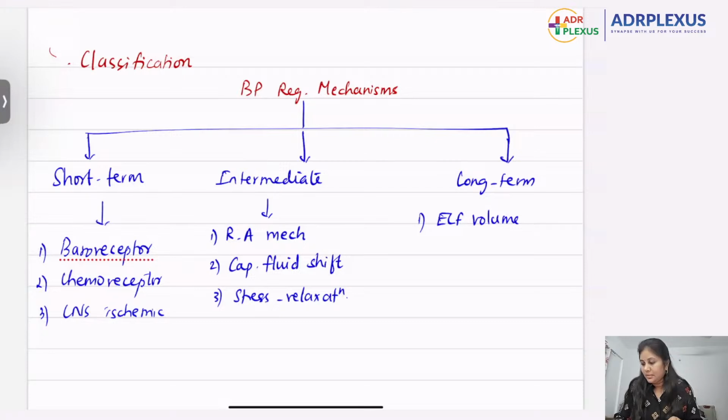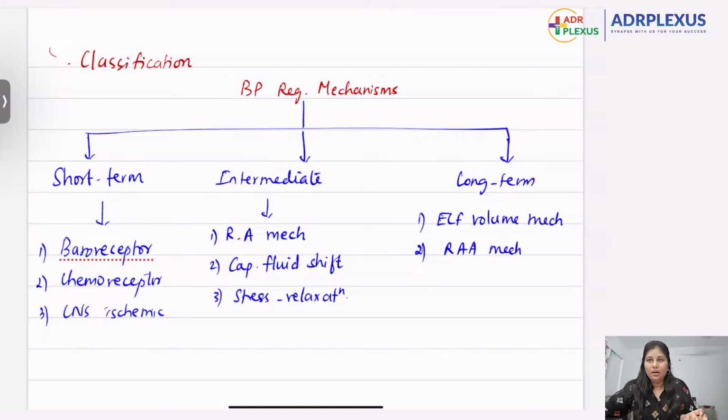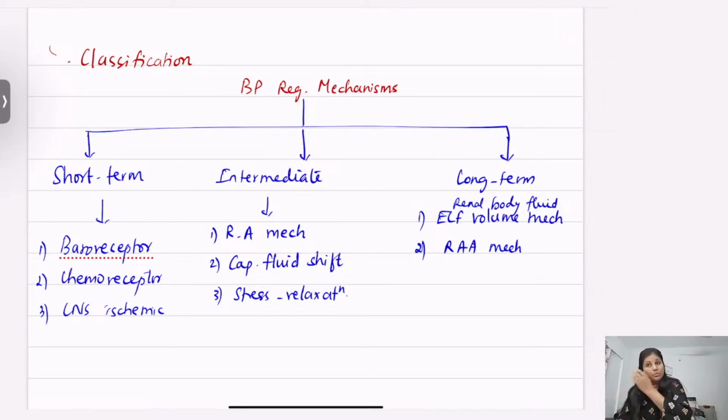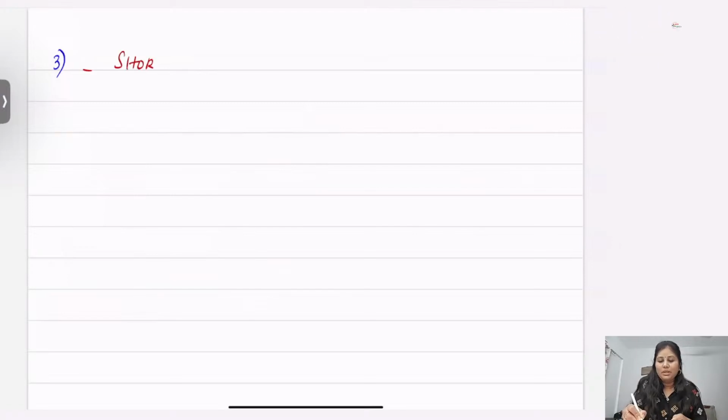Renin-angiotensin aldosterone mechanism. These are long-term mechanisms because they take a long time to get the onset to act. ECF body fluid mechanism is also called the renal body fluid mechanism. Just write this classification: 2 mechanisms for long term and 3 mechanisms each for short and intermediate. But what is asked is only about the baroreceptor mechanism, I mean, short term regulatory mechanisms.